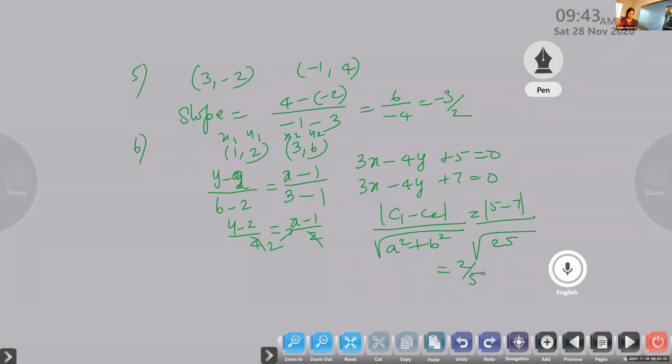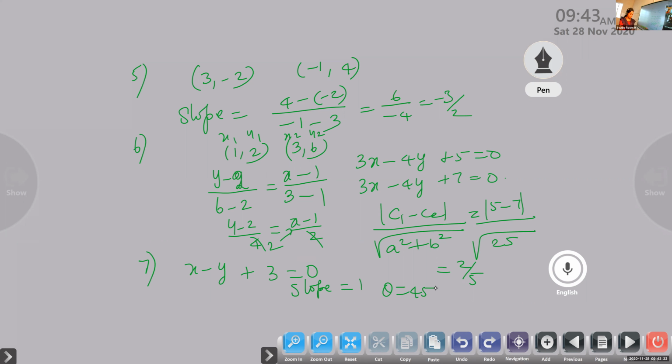The next one. Find the inclination of the line with the positive direction of the x-axis. Inclination means what you have to find? You have to find the angle. In order to find the angle, we need the slope, isn't it? What is the slope? Minus a by b. So slope is 1. Slope is 1 means the angle is 45. Tan theta is 1, so theta is 45.